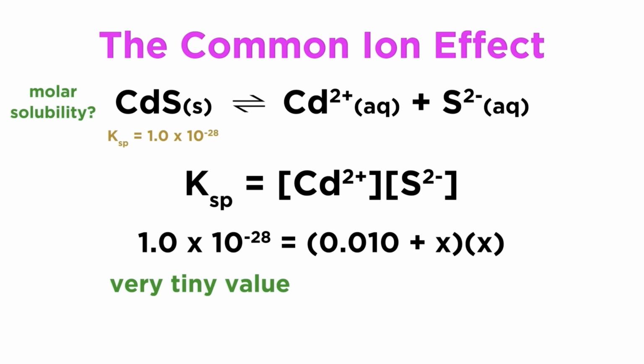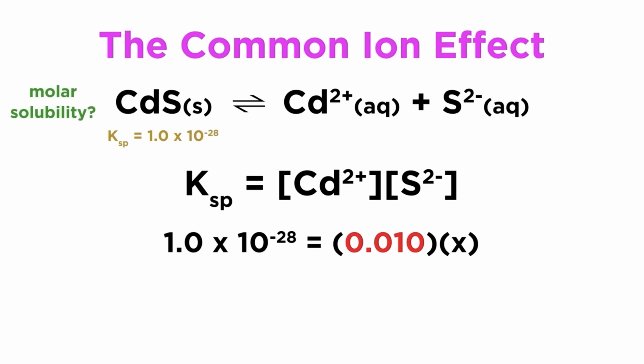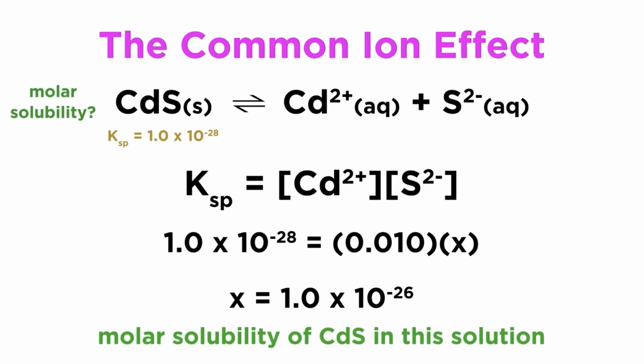Now, since the Ksp is so incredibly tiny when compared with the initial cadmium ion concentration, we can consider x, or the additional concentration of cadmium that will come from cadmium sulfide, to be negligible. In other words, the equilibrium concentration of cadmium will certainly round down to 0.01, so let's just call it 0.01, which simplifies the expression considerably. Solving for x, since the sulfide concentration will be equal to the molar solubility of cadmium sulfide, we get a molar solubility of 1.0 times 10 to the negative 26.